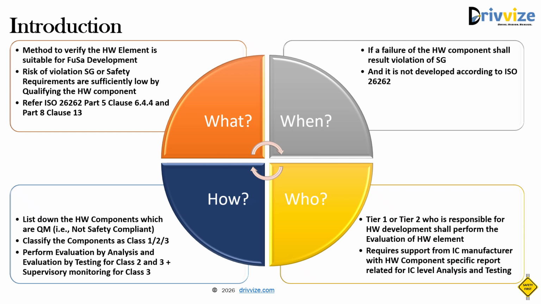The process starts by creating a hardware component list, also called hardware bill of materials. This list includes all hardware components and their SL levels. Based on this information, the components are grouped into Class 1, Class 2, or Class 3. Each class has different qualification requirements defined in ISO 26262.